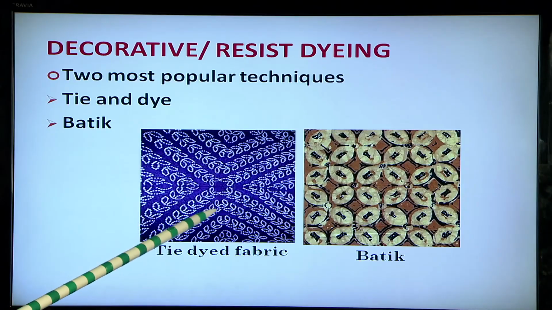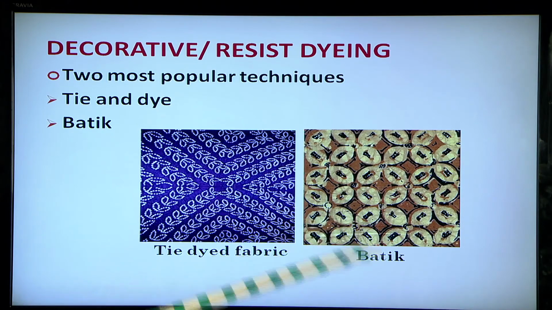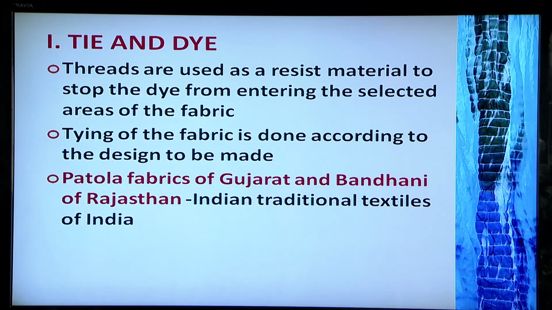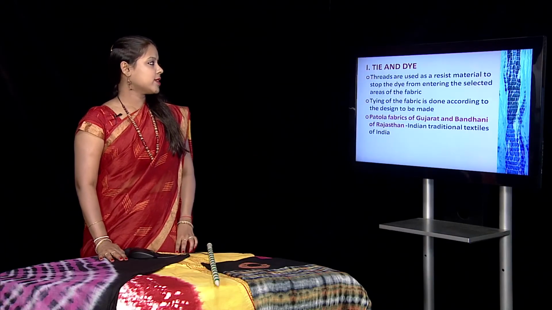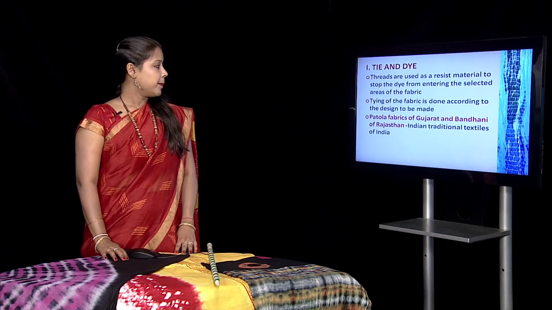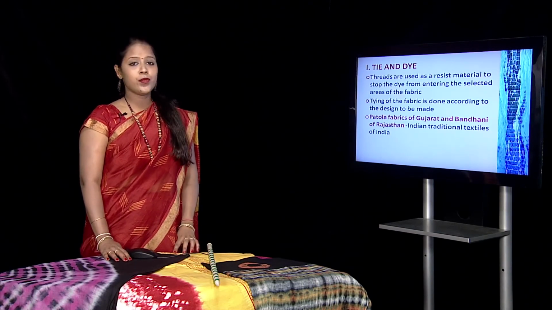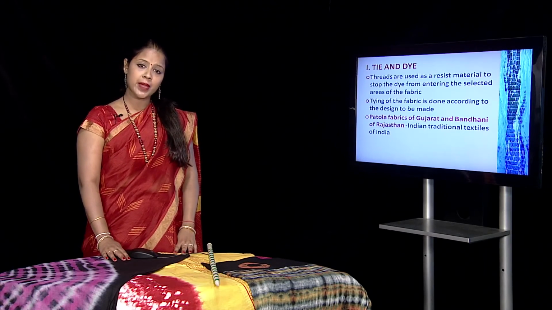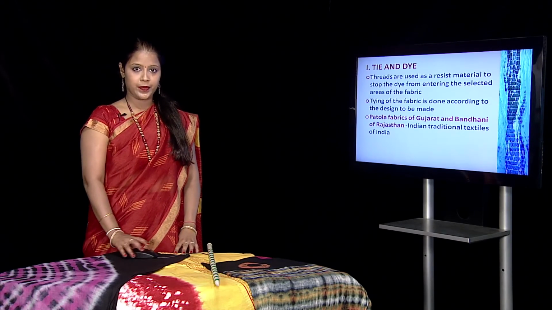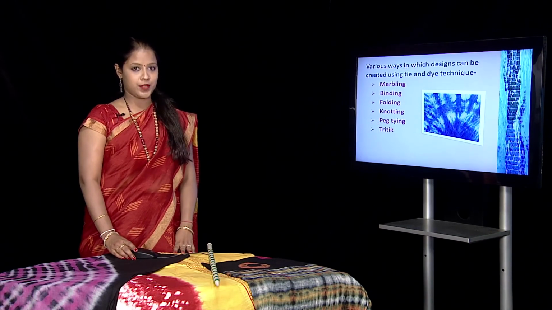This is the sample which has been produced by using tie and dye fabric, and this is the batik fabric. In case of tie and dye, the threads are used as a resist material to stop the dye from entering the selected areas of the fabric. Tying is done according to the design. Patola fabrics of Gujarat and Bandhani of Rajasthan are the two famous traditional Indian textiles which are made using the tie and dye technique. There are various ways in which tie and dye can be done, producing different kinds of designs.